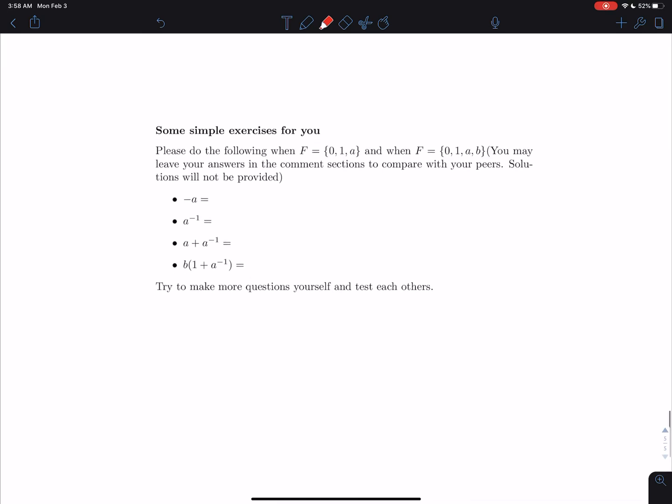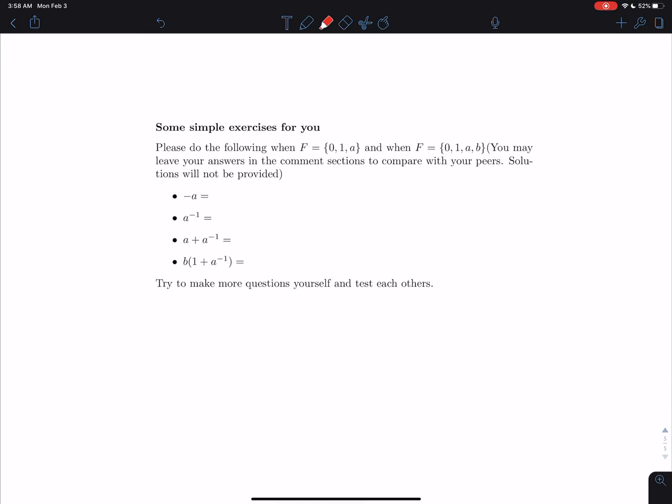Finally, I left some simple exercises for you. Please do them for both 4 elements and 3 elements fields. Also, you can play with this. You can play with the table. You can make more questions yourself and test your friends. Let's see who can make more questions and do more questions.